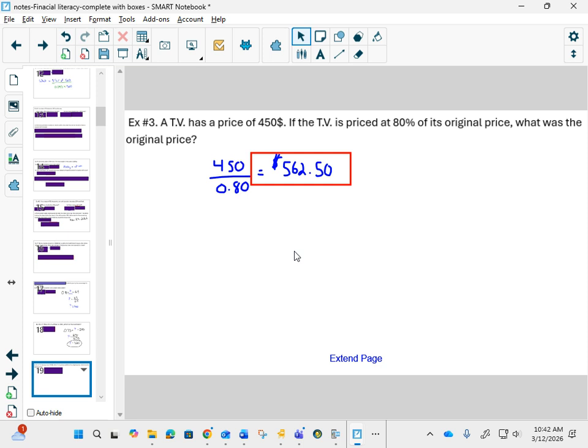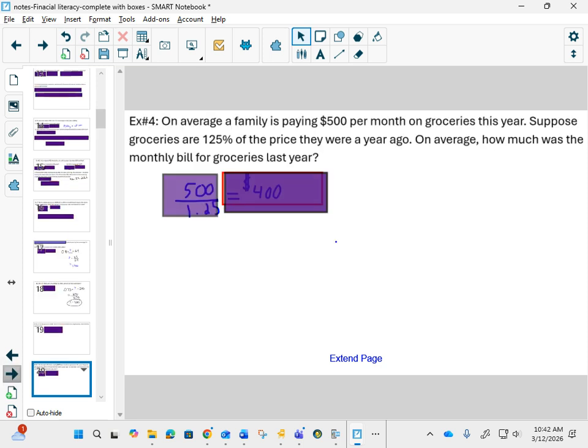Okay, and our last question. On average, a family is paying $500 a month for groceries this year. And the groceries are now 125% of the price they were a year ago because of inflation. Last year, how much were they paying? Well, if you divide by 1.25, prices last year were $400.